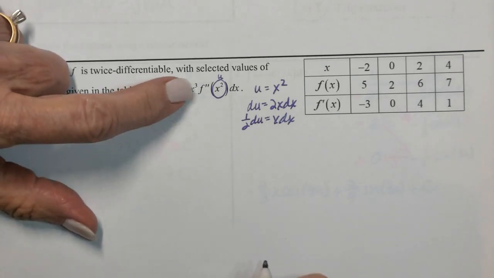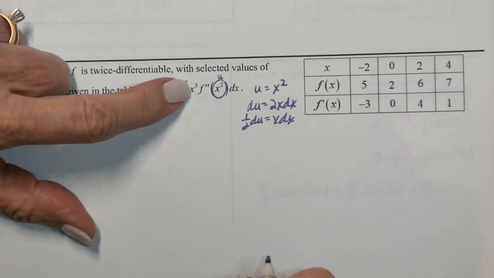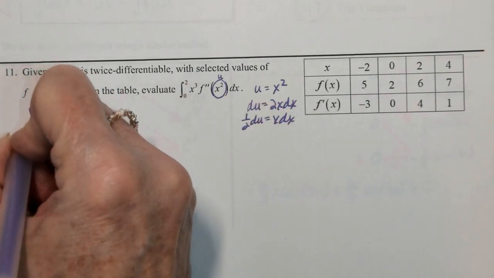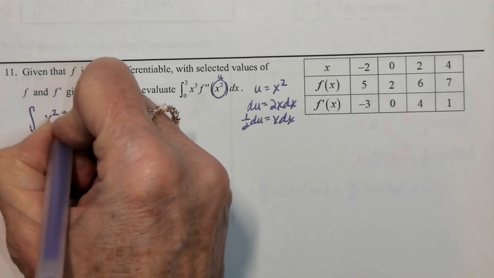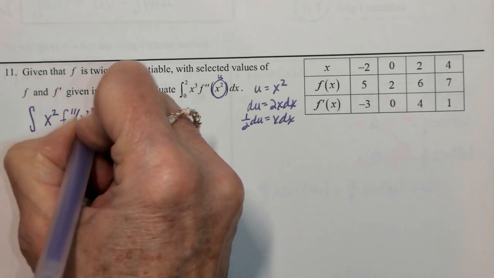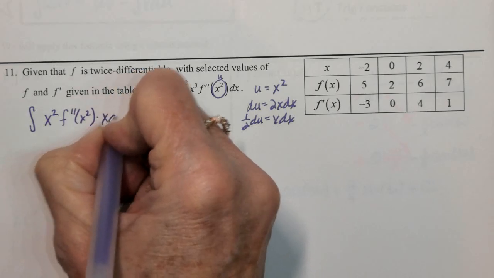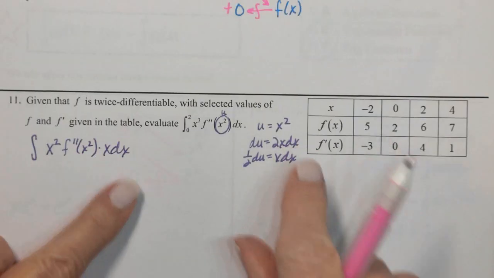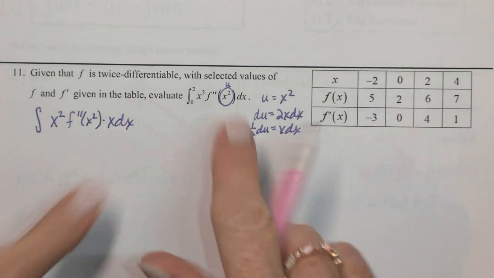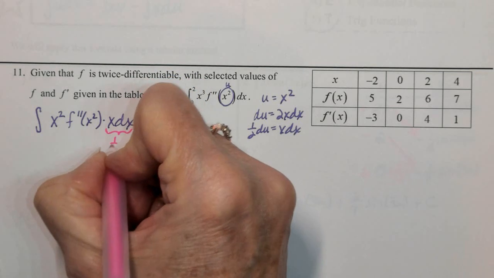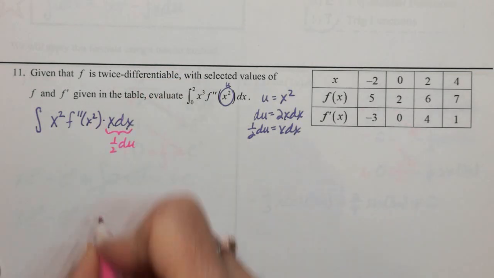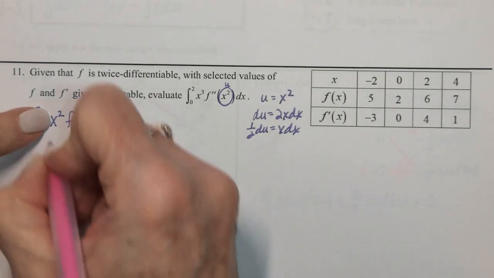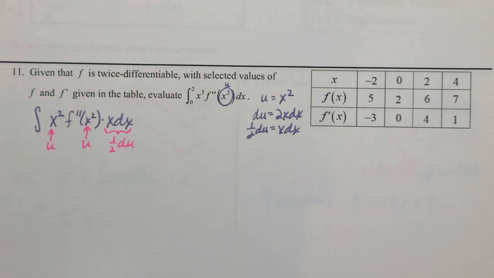Okay, do I have an x? I do. I'm going to take one of the x's that are here and put it back in the back with my dx. So I'm going to have the integral of x squared f double prime of x squared times x dx. Now I'm going to do my u sub. In place of x dx, I'm putting 1/2 du. In place of x squared, I'm putting a u.